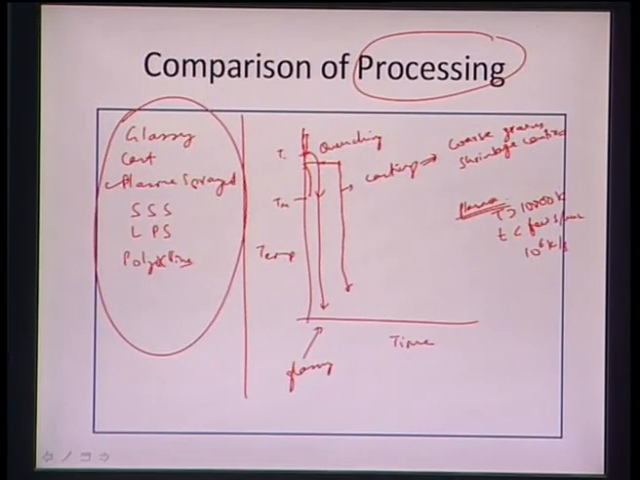And coming on to the third process, let us say liquid phase sintering. We are taking the material to below the melting point, but at a temperature where we can have formation of at least one phase which is liquid. So we take it to a certain temperature, hold it for a certain duration, and then we let it cool.